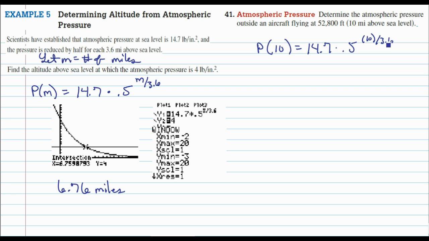Well, if it takes 3.6 miles to cut that in half, let's see, we've got about 3 sets of cutting in half. So cutting in half would be 7, about half of that would be 3.5, half of that would be like 1.75. So I'm thinking it's going to be a little under 2. So let's see what the calculator comes up with.